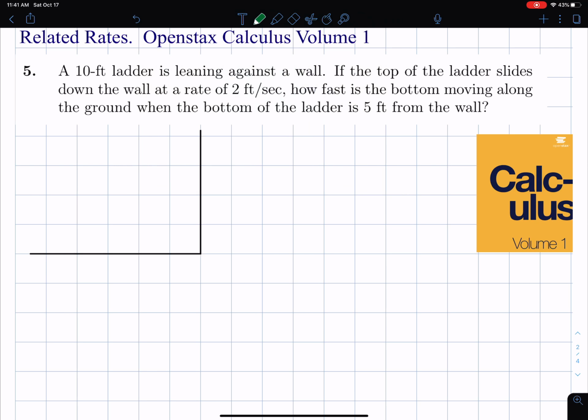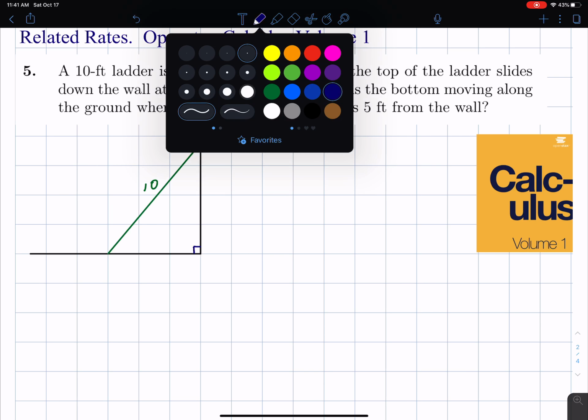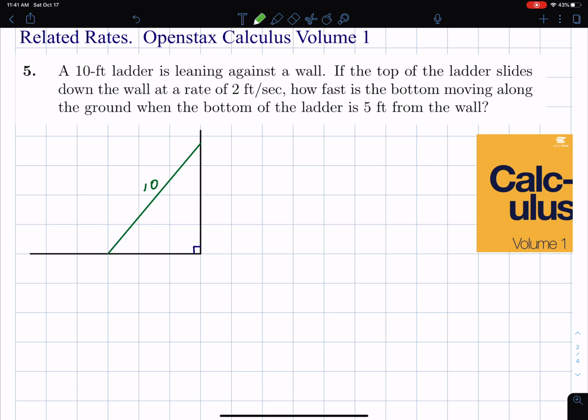So it's a 10-foot ladder. Let me just write here that that's 10. And it's leaning against a vertical wall, and the result is that we have this right triangle. Now, what's going on is that the top of the ladder slides down the wall.